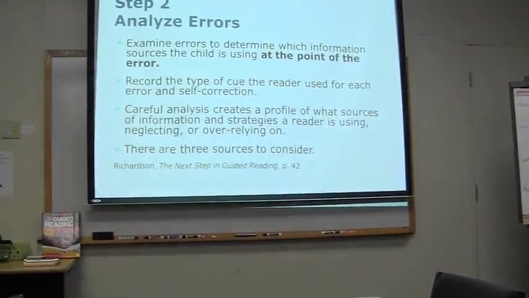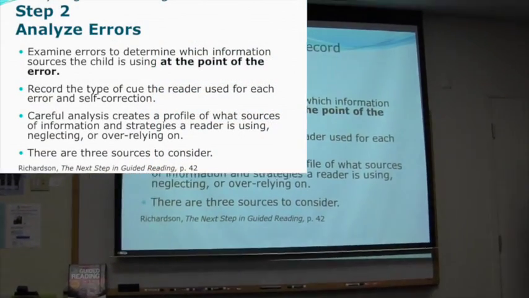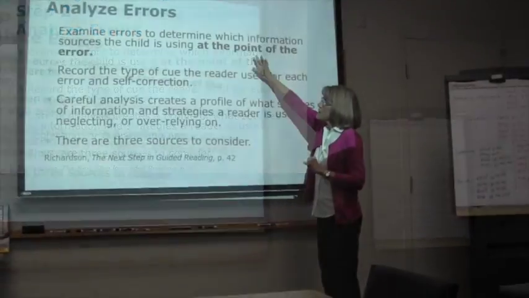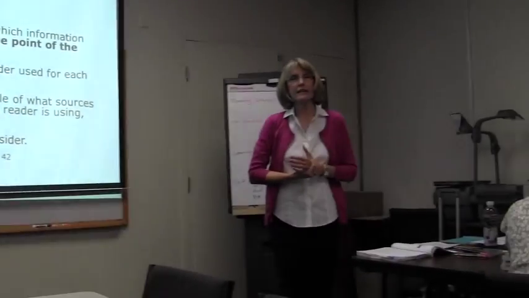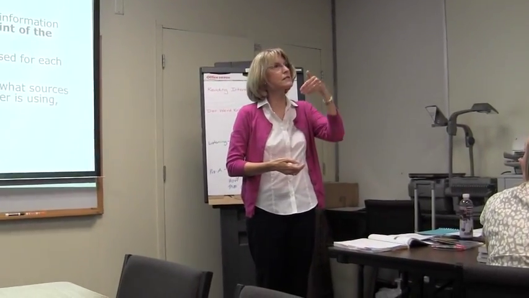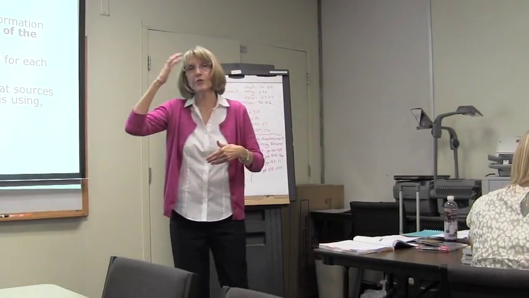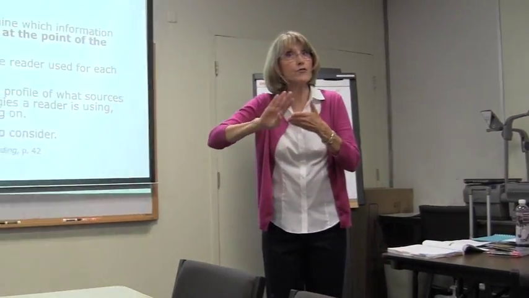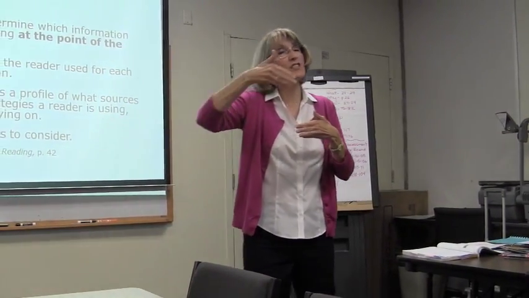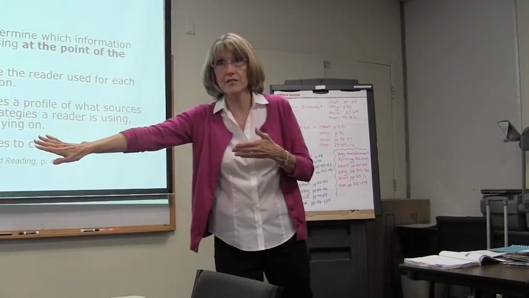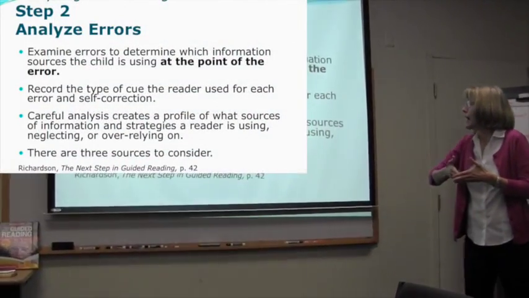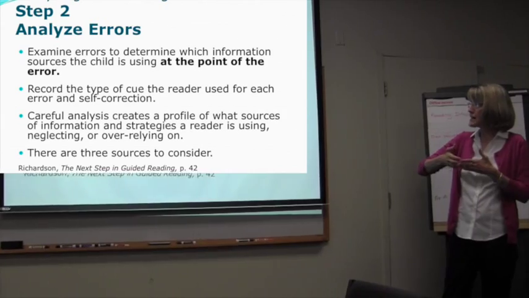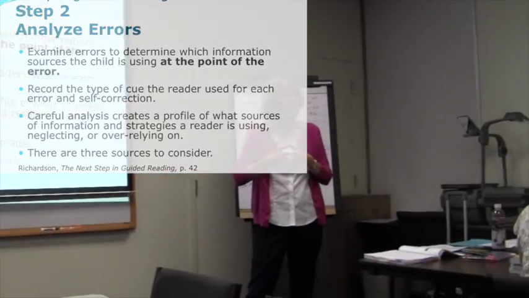So now we're going to analyze those errors, and this is what some of you were asking about. In Reading Recovery and in Gay Su Pinnell's work, they talk about analyzing the error at the point of the error. So the child makes a mistake, and in your brain, when you're analyzing it, you stop right there. You don't look to the end of the sentence, because when the child made the error, they didn't look to the end of the sentence. They were just right there. And when you're analyzing, you're going to record the type of cue that the student was using.